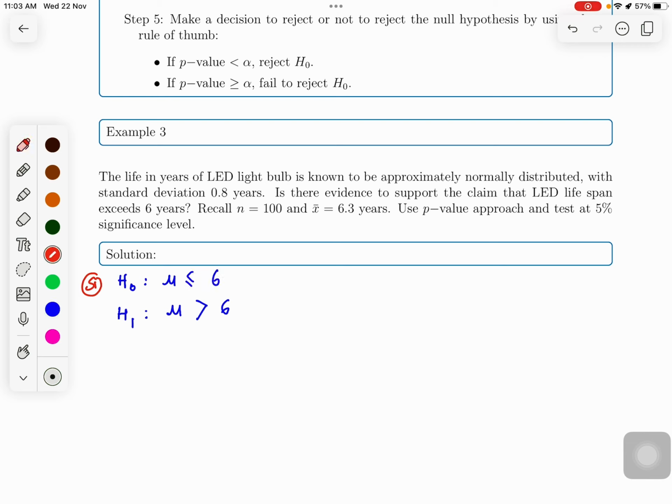So for the second step, okay, we need to identify what is the significance level, and our significance level is alpha equal to 5%, 0.05.